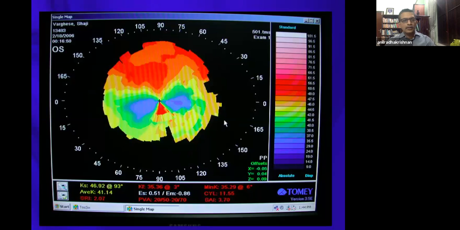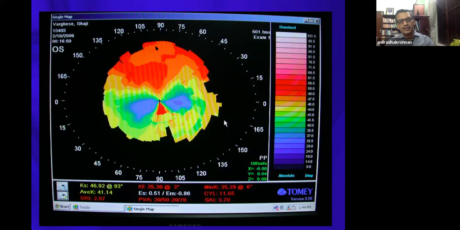So this is a patient who has undergone keratoplasty. If you look at the cornea, how abnormal is this cornea? You see the values over here, it is coming to say 50.5, 55 like that. While this area, it is very flat. It is coming to 35.5. So actually the patient has got a graft ectasia over here.